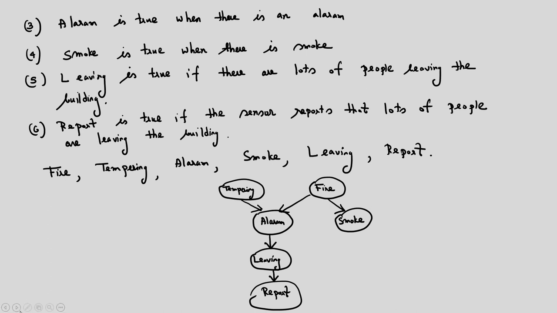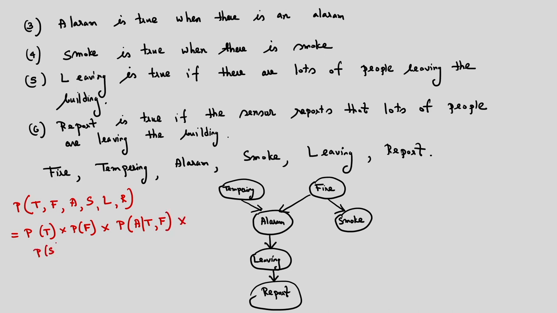So based on this, I can determine the probabilities. So how to determine the probabilities? The probability of T means the tampering, F means the fire, A means the alarm, S is the smoke, L is the leaving, R is the report. So we can write like this, probability of T, tampering is independent, into probability of F, fire, that is also independent, but alarm depends on two variables, one is the tampering, another one is fire, into the probability of the smoke. Smoke depends on the fire, so S given F, and probability of L, leaving depends on alarm, and finally the probability of the report generation based on the information of leaving. So this joint probability I can determine by considering this. So this is one example.